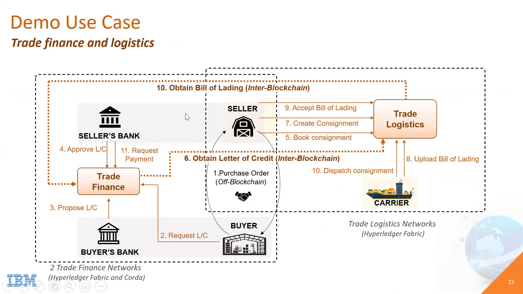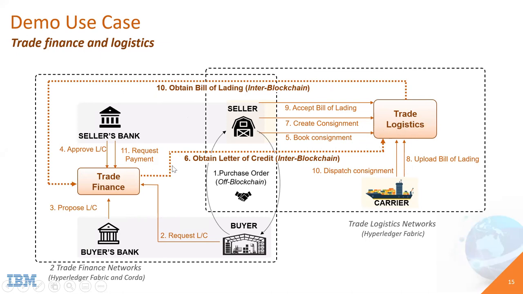that can demonstrate this. So the Trade Finance Network runs a letter of credit workflow. What it needs finally is a bill of lading to drive a payment obligation from the buyer's bank to the seller's bank. On the Trade Logistics Network, what it's managing is consignment shipping. So the seller generates some goods and dispatches them to a carrier, and the carrier generates a bill of lading.